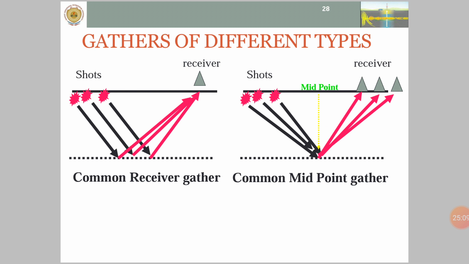Gathers of different types. This is an example of a common receiver gather, where we can see that there are 3 shots going to the receiver, and a common midpoint gather, where we have 3 shots and 3 receivers. The subsurface point is illuminated 3 times.